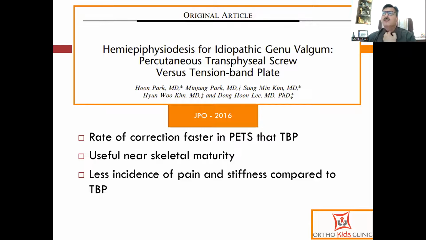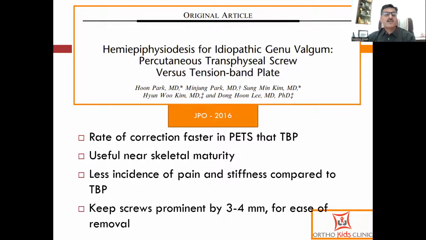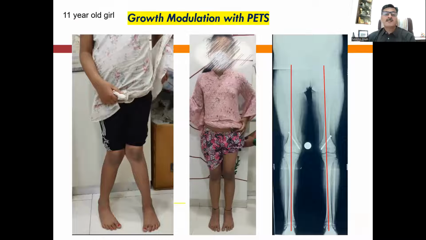We see some children have stiffness even after a month, and we have to take the help of therapists. And rarely we might also need to do manipulation under anesthesia for very stiff cases. So this has not been observed. And the author advises keeping the screws about 3 to 4 millimeters proud for ease of removal later. So these are the cases from Dr.